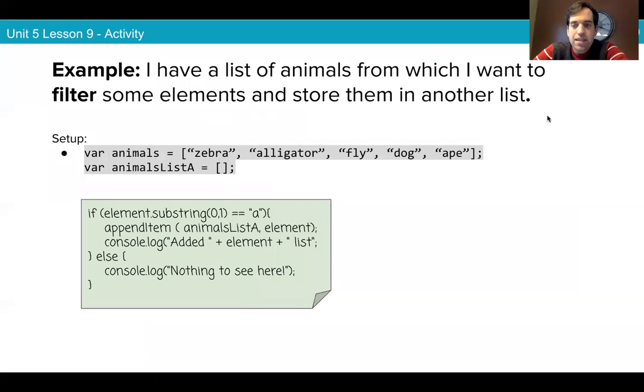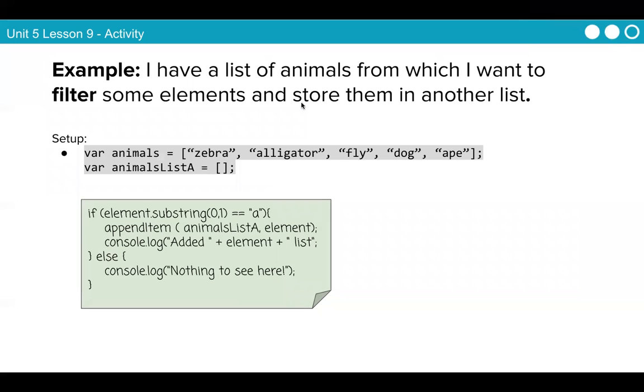Okay, for this last example, I'm not going to walk you through it. I want you to try to walk through this. Think about what you think this code will do, and then write about it in today's Word document. So take a look at this example. I have a list of animals from which I want to filter some elements and store them in another list.